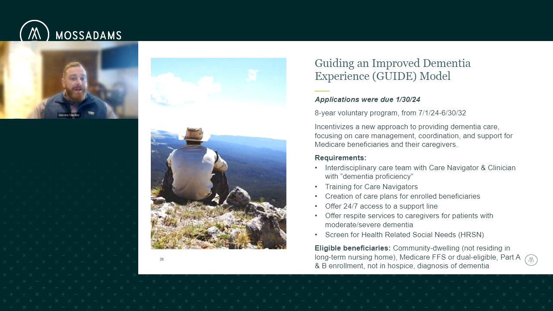For patients to be eligible for the program, they must be community dwelling patients with dementia and must be enrolled in Medicare's Part A and B. So Medicare Advantage patients would not qualify for the program. They also cannot simultaneously be on hospice or a resident of long-term care.